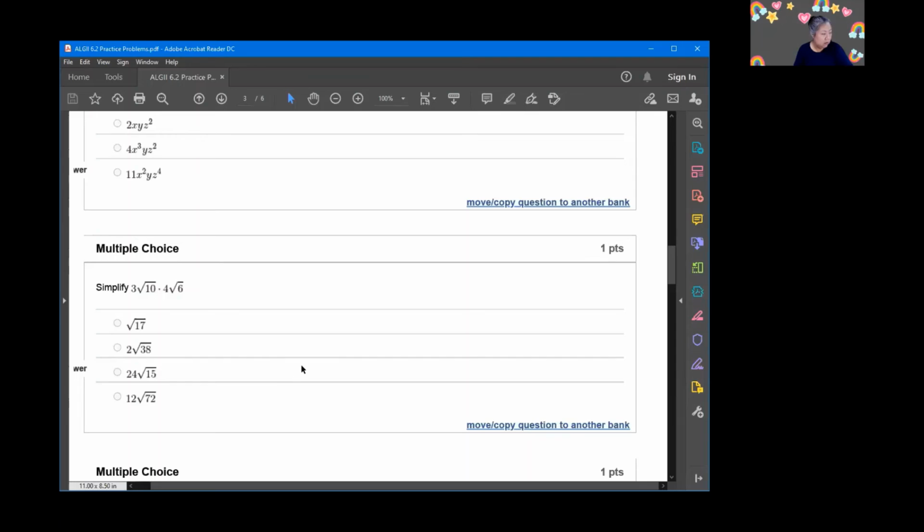Okay, then we can multiply them first. So 3 will multiply 4, and then it's a 12. And then square root of 10 times square root of 6 will be square root of 10 times 6, which is 60. But we can see the 60 can be factored, and then the next step is 12 times square root of 60. What factor could it be?